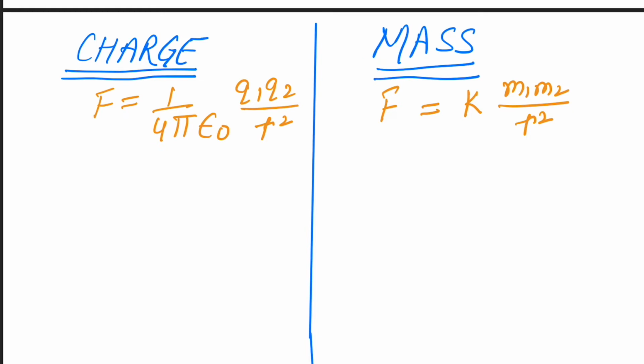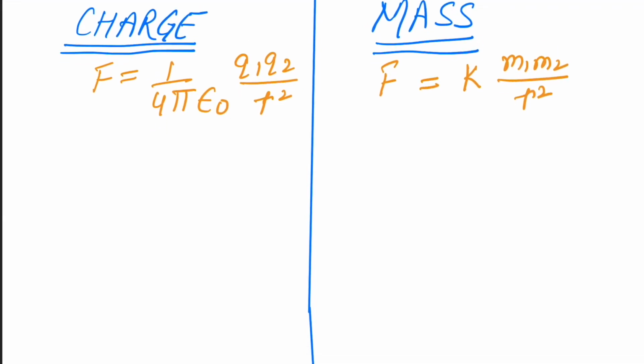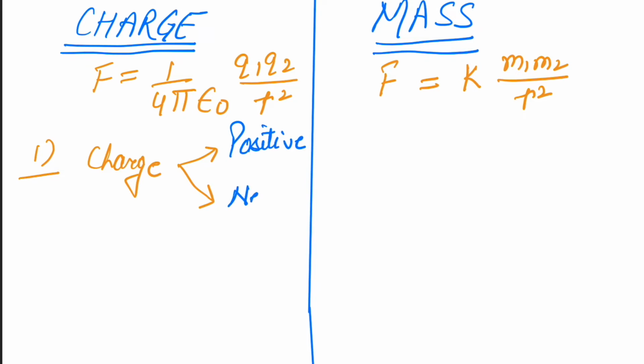Both the Coulomb's law and the gravitational forces obey the inverse square distance behavior. But the charges and the masses are not the same. There are several things which are different in them. The first, the charges on the body can be positive and negative, right? But mass is always positive.